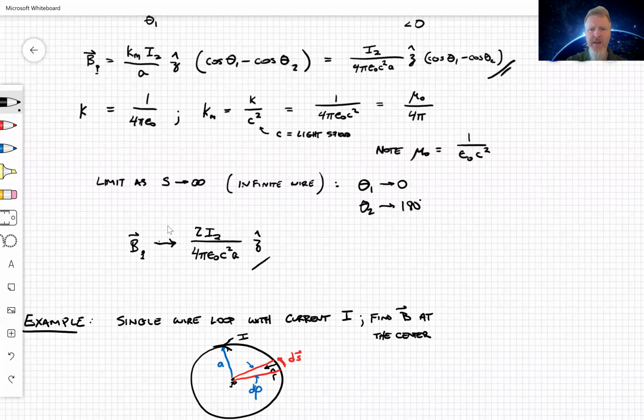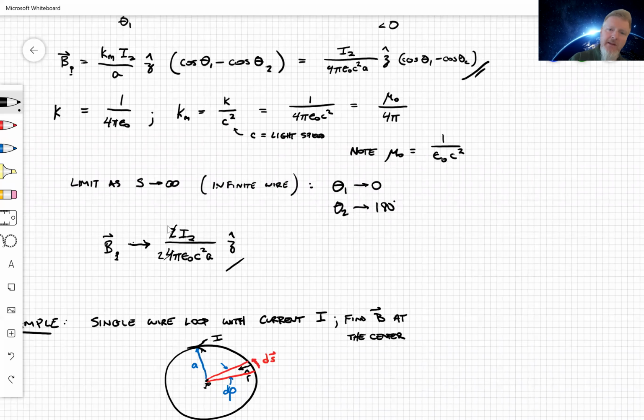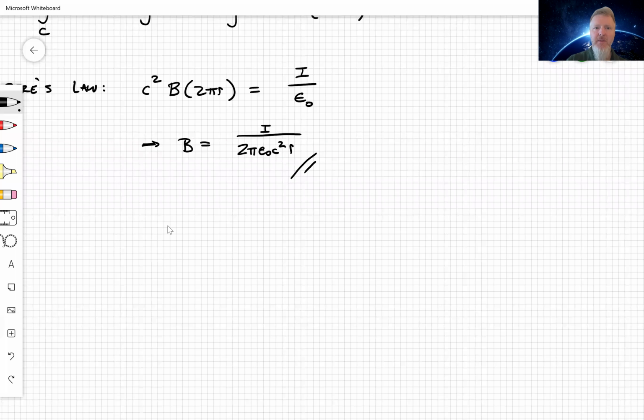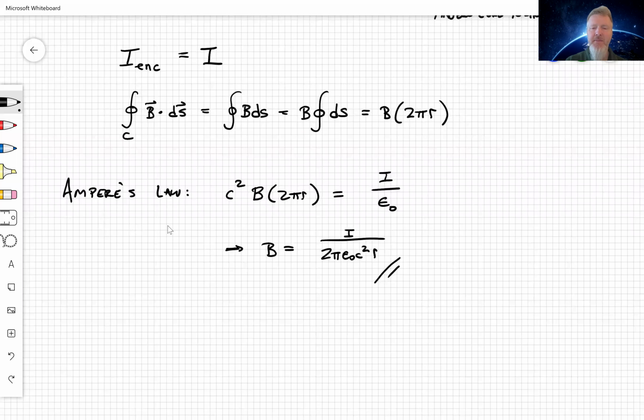So if theta 1 went to 0 and theta 2 went to 180, I over 4 pi epsilon naught c squared a, where a was the loop. Yep, so that canceled with that and became a 2, and it's 1 over the radius. Now I have to go back. Yeah, look at that. So at least it checks with the Biot-Savart result, which is good.